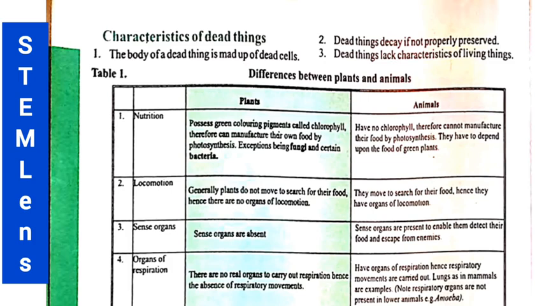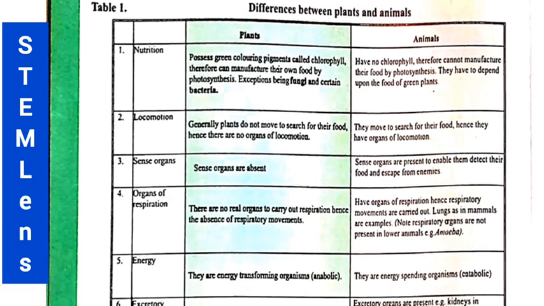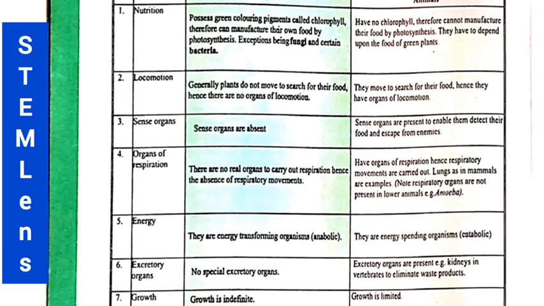Generally, plants do not move to search for their food, hence there are no organs of locomotion, while animals move to search for their food, hence they have organs of locomotion. Sense organs are absent in plants but present in animals. Organ of respiration: in plants there are no real organs to carry out respiration, hence the absence of respiratory movement, while animals have organs of respiration, hence respiratory movements are carried out. Lungs, as in mammals, are examples. Note: respiratory organs are not present in lower animals such as amoeba. Lower animals such as amoeba make use of diffusion for their exchange of gases.